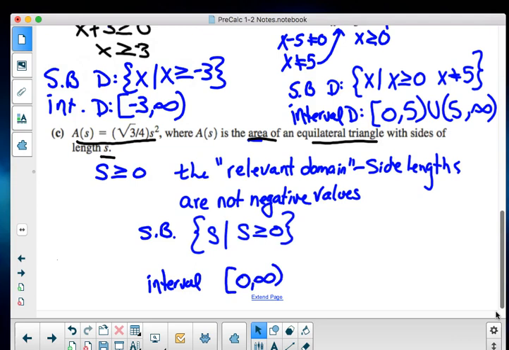Remember, I'm bringing back set builder and interval. We're going to use it a lot in this chapter. I just want to make sure you're comfortable with using both.